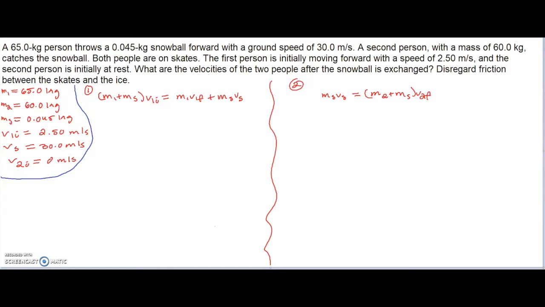Alright, so now that we have our conservation of momentum equations for both collisions, let's isolate the variable that we want to solve for in both of the equations. So for the first one, we want to get the final velocity of the first object by itself. So first we're going to subtract the momentum of the snowball after the collision from both sides of the equation. So now we get this. And now all we need to do to isolate the final velocity of the first person is divide both sides by the mass of the first person. So now we'll get what our final velocity of the first person would be.